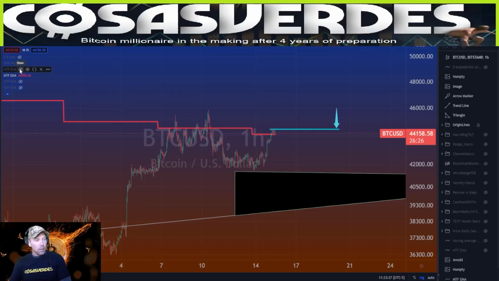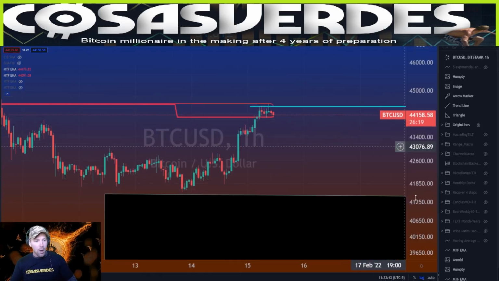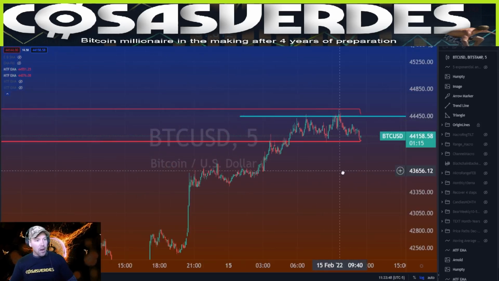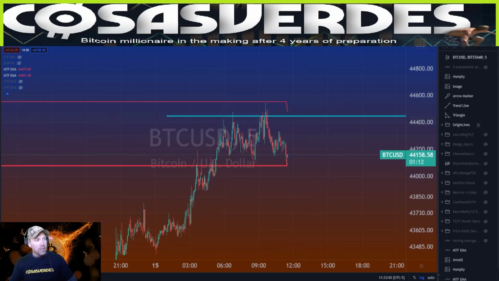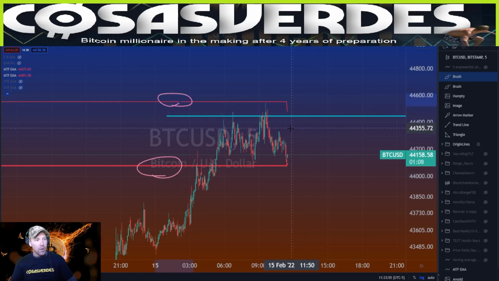Well, let's throw on the monthly 10 EMA, even though we're on the 1 hour chart. Kablam! That's the monthly 10. Let's zoom way in. 5-minute chart. And right now, price is bouncing specifically between the weekly 10, which is the thick red line, and the monthly 10, which is the thin red line.